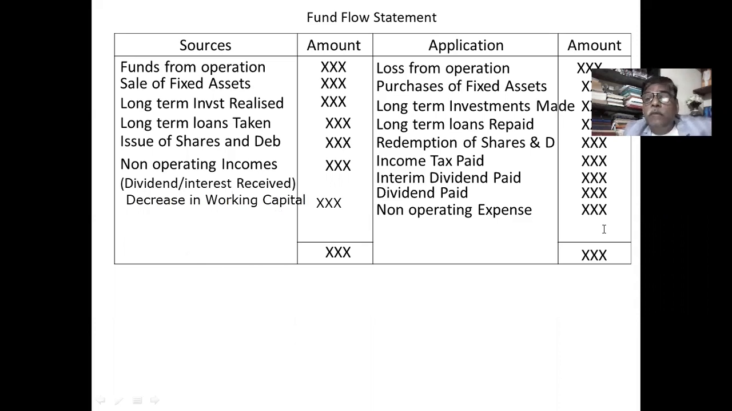And that must be the same as per the first statement. You take from the first statement here: source side decrease in working capital, application side increase in working capital, and the statement must be equal. Remember this. This is the theory part connected with your funds flow statement. In this way, you have to prepare the fund flow statement.